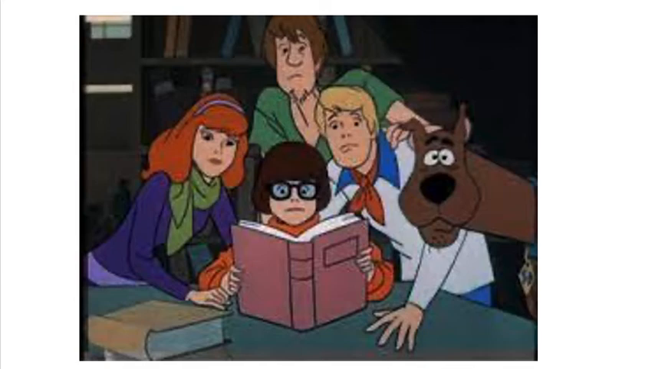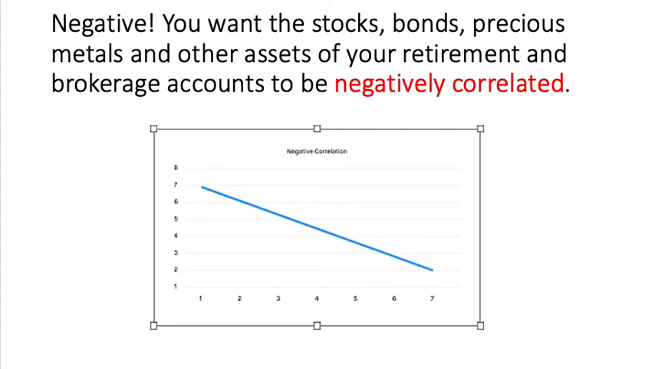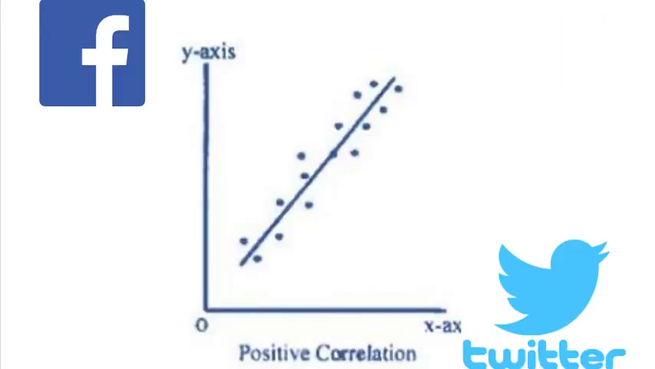But here is the mystery and the important question for this video. Do you want the securities in your portfolio to be positively or negatively correlated? The answer is negative. You want the stocks, bonds, precious metals, and other assets of your retirement and brokerage accounts to be negatively correlated. Why is that?